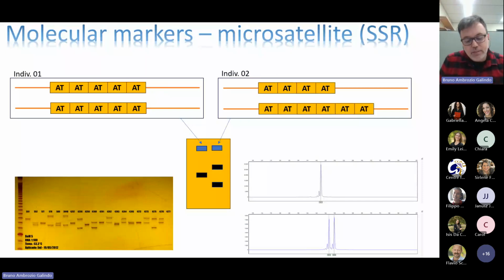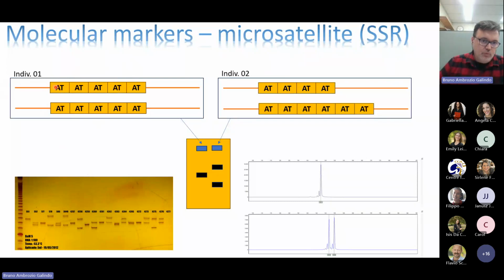So I'm going to shift the focus of the presentation at this point, just to talk briefly about the two kinds of molecular marker we used in our research project that I'm going to present to you this afternoon. The first one is microsatellite, also known as SSR, which stands for simple sequence repeat. This kind of molecular marker is made of tandem repetitions of a motif of a unit from 1 to 6 nucleotides, but 2 is the most common.